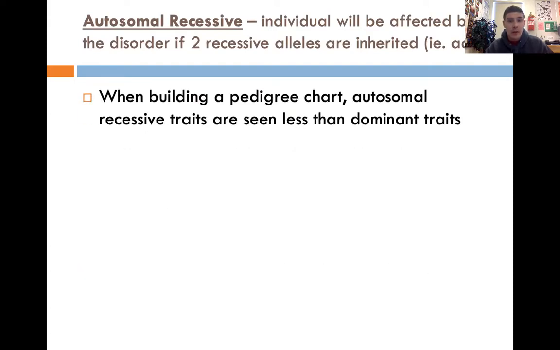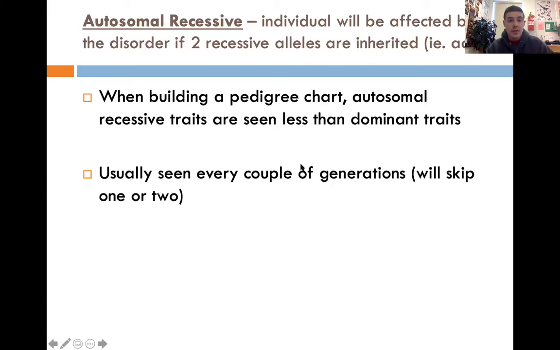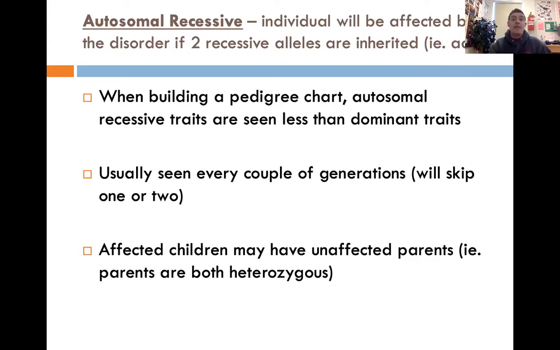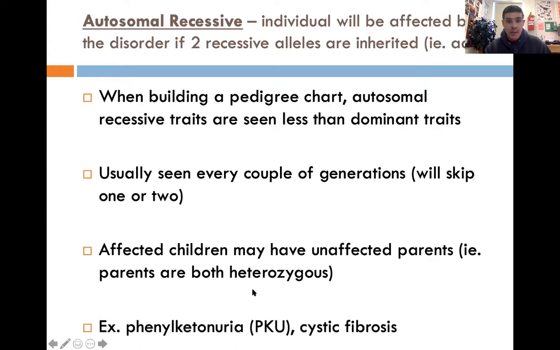So when we have an autosomal recessive trait in the pedigree chart, we have fewer shaded in individuals in general. Usually it's only seen every couple of generations, so the trait or the disorder can skip generations with a recessive trait. Affected children may have unaffected parents. So an affected child might have 2 unaffected parents only if those parents are heterozygous. PKU and cystic fibrosis are 2 disorders that are inherited in this fashion.